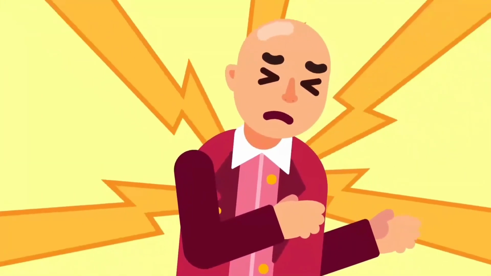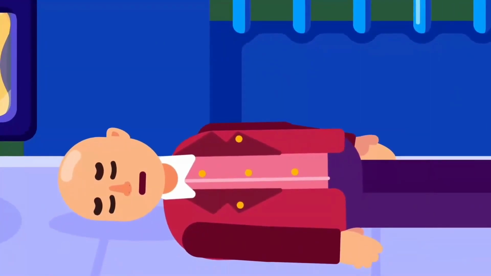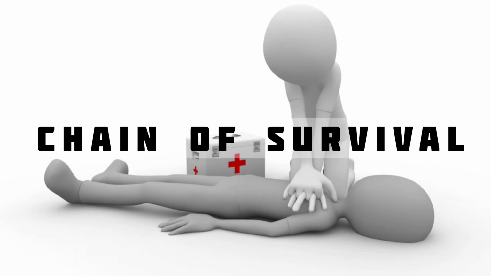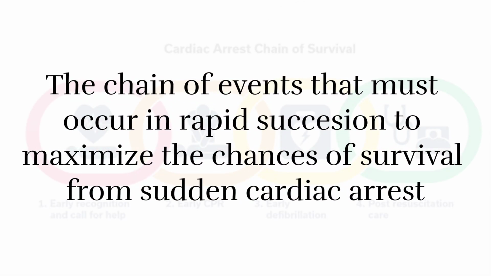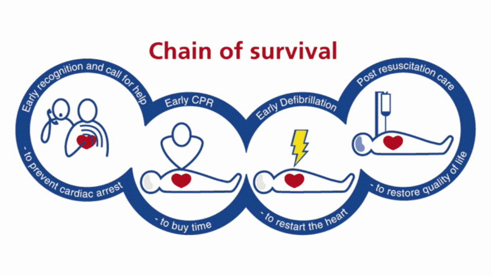In an emergency condition, the crucial part is to maintain the chain of survival. The chain of survival refers to the chain of events that must occur in rapid succession to maximize the chances of survival from sudden cardiac arrest. It consists of 4 key steps: early recognition and activation of the emergency response system, early CPR, rapid defibrillation, and advanced cardiac life support.